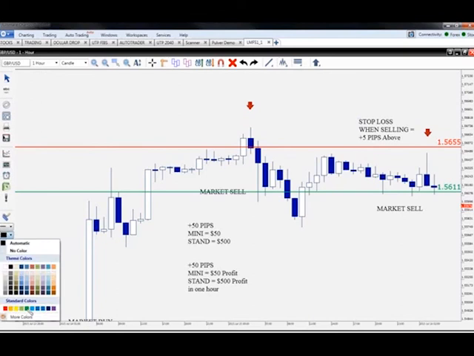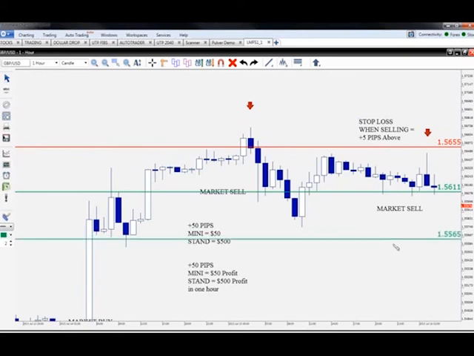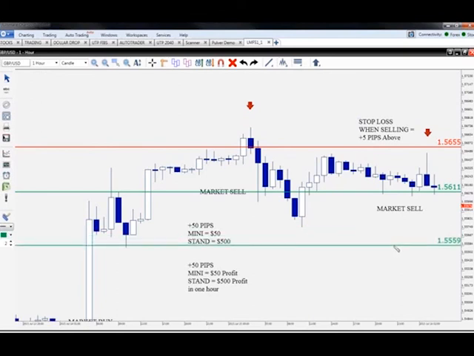So 1.5560, right about there, is our target. I'm going to just quickly type this out for everybody here. Patrick, Bob, John, everybody got that right. Yeah, target's going to equal a minimum of, oops, sorry about that, plus 50 pips.